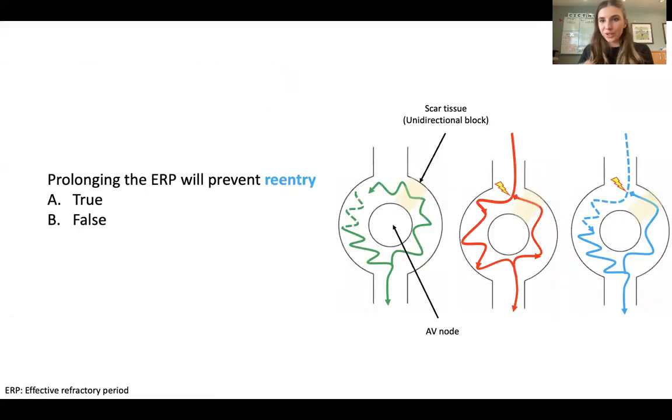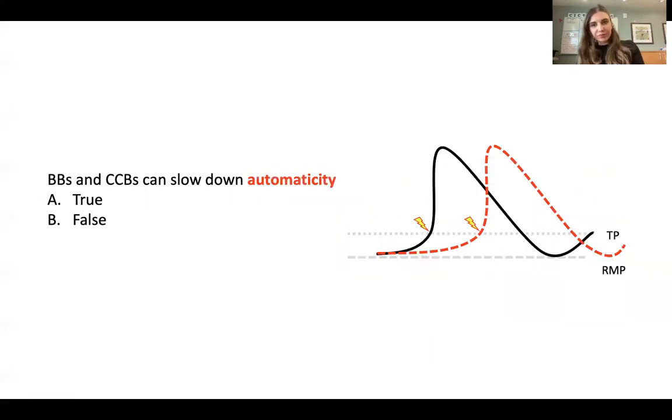So I'm going to ask a couple of questions just to make sure that everyone's on the same page with these mechanisms, because I know they can be quite overwhelming. Prolonging the effective refractory period will prevent reentry. Right here. Good. True. Beta blockers and calcium channel blockers can slow down automaticity. True.